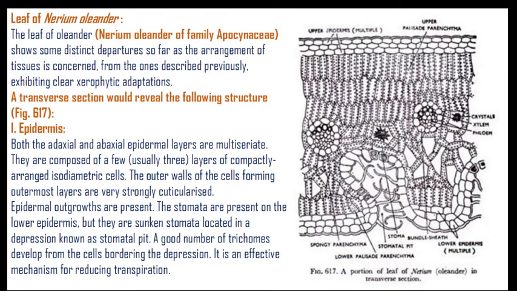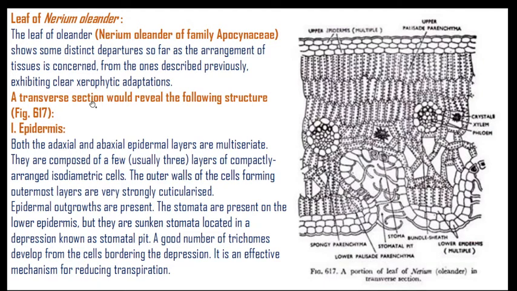This is the transverse section of Nerium oleander, and Nerium belongs to the family Apocynaceae, which shows distinct departures so far as the arrangement of tissue is concerned from the one described previously. It possesses xerophytic adaptation, meaning this nerium plant can grow in drought-resistant conditions or with limited water.